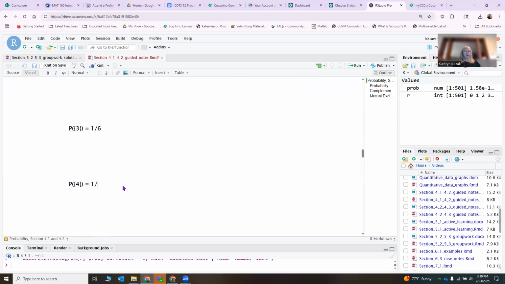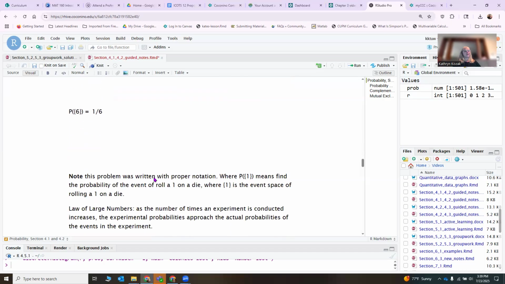Same thing with the 4. There's one way to get a 4. There's one way to get a 5. And there's one way to get a 6. So there's my probabilities. This was written in the proper notation with the curly brackets. This means it's an event space. And so you want to kind of do that.